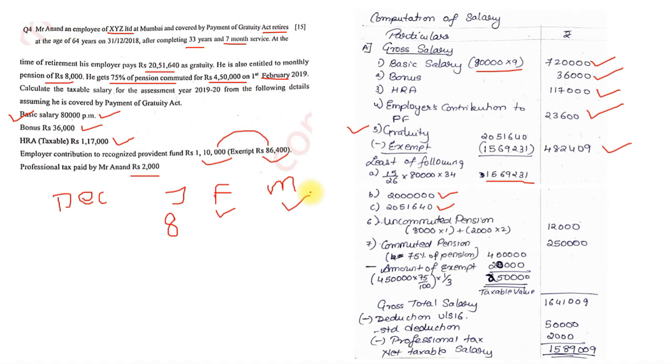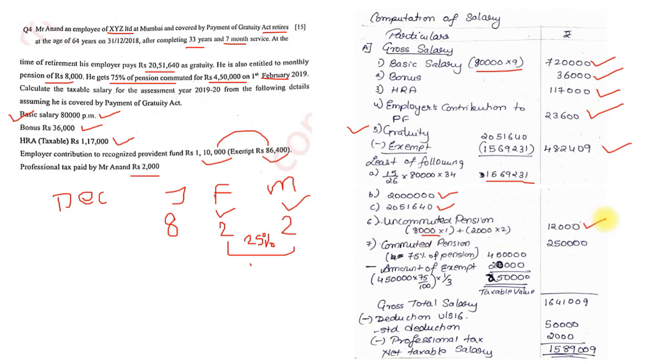So the employer won't pay him the 75%. He'll only pay him the remaining 25%. So 8,000 ka 25% is 2,000. So 2,000 of Feb and 2,000 of March ka monthly pension he will get. So in uncommuted pension, 8,000 into 1, that is Jan ka full pension. Feb and March ka he'll only get 25% of the pension because 75% was already removed on 1st Feb. So 2,000 into 2 is 4,000, 4,000 plus 8,000 is 12,000, that's uncommuted.